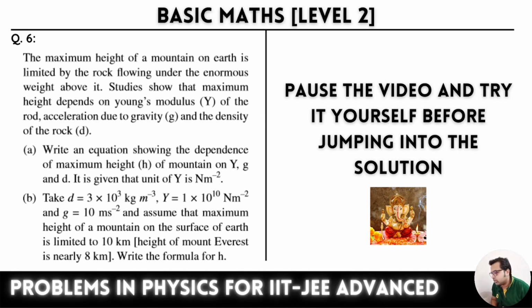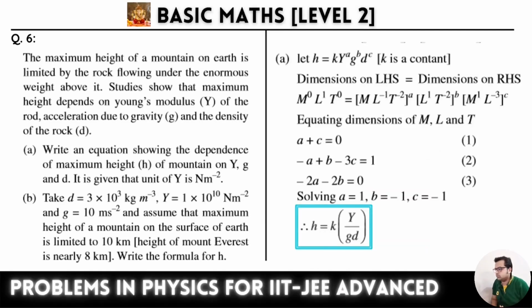Mount Everest, you know, is the tallest mountain. Its height is 8 kilometer. Okay. So write the formula for H. In the B part, you have to write the formula for H, and in the A part, you have to establish the dependence of H on all the given parameters. So it is a very straightforward question. Please pause the video and try it yourself before jumping into the solution. Okay. So I hope you have done the problem. So let's jump into the solution.